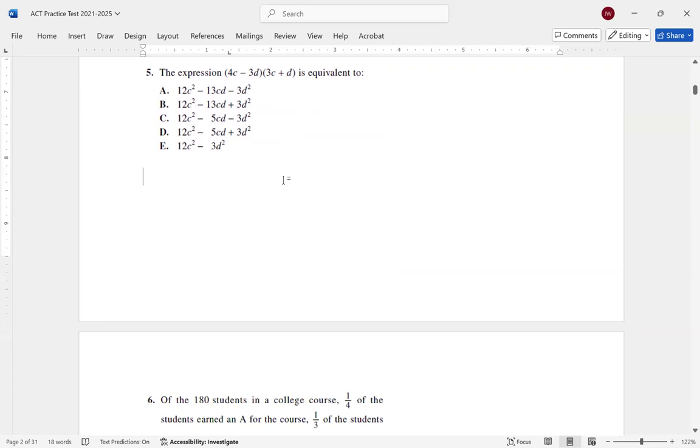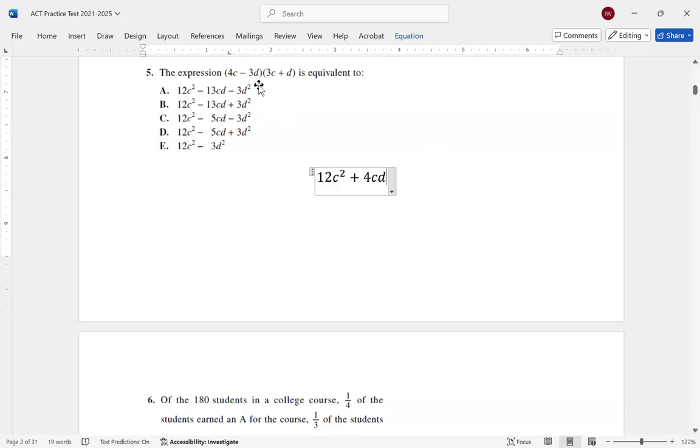Question 5. The expression 4c minus 3d, all times 3c plus d, is equivalent to what? This one is asking us to multiply things out. So we're going to distribute. 4c is going to multiply by both terms in the right-hand side polynomial. Then negative 3d will multiply times both terms in the right-hand side polynomial. 4c times 3c is 12c squared. 4c times d is 4cd.